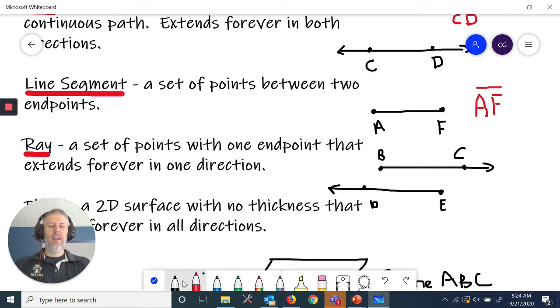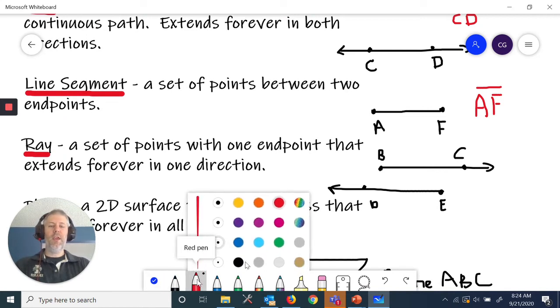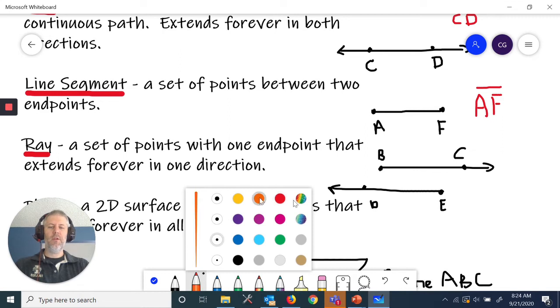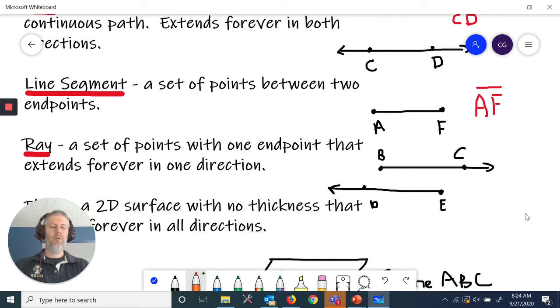Next, we have a ray. I'll use a different color here. I'll go orange. Why not? Okay. So a ray, it starts at B. It goes past C forever. So those are our 2 points. And we're going to draw our segment, and we'll put an arrow on the point that it goes past. So now it goes past C forever. So we have start at B, go past C.